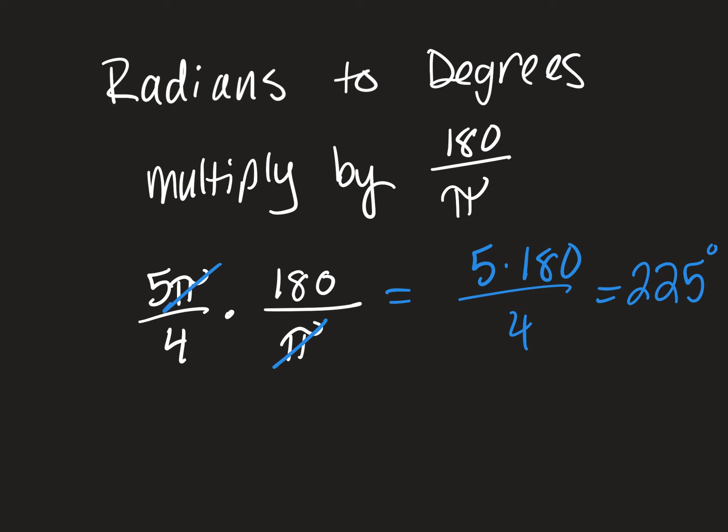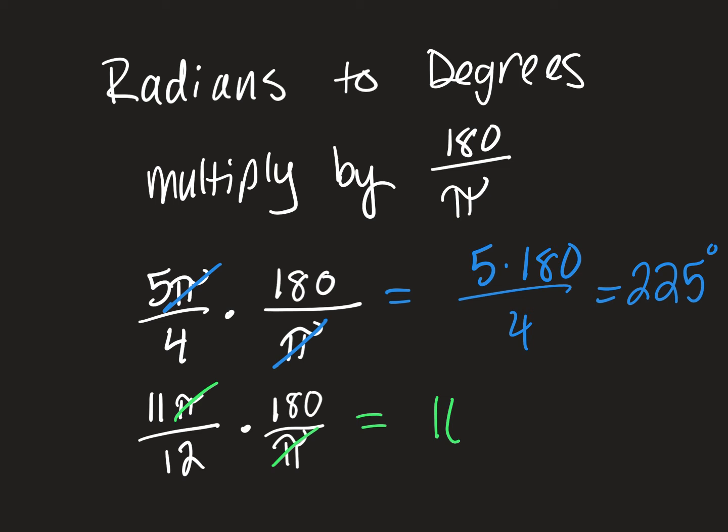All right, and then let's say 11 pi over 12. Again, we're multiplying by 180 over pi. My pi's cancel. I'm doing 11 times 180 divided by 12. So that gives me 165 degrees. If you have any questions on plugging these into the calculator, let me know.